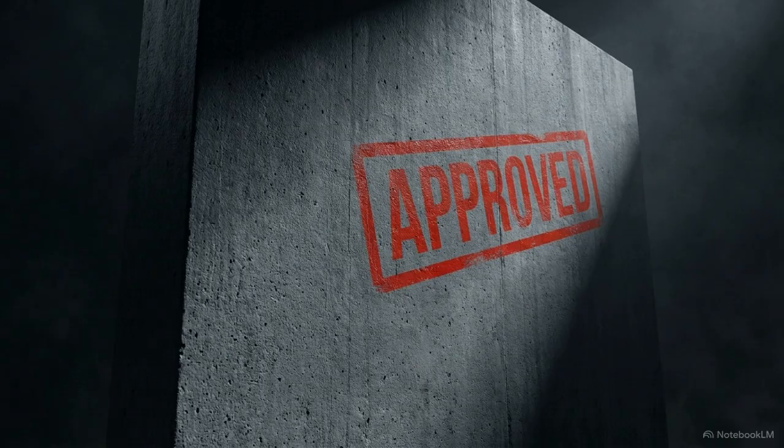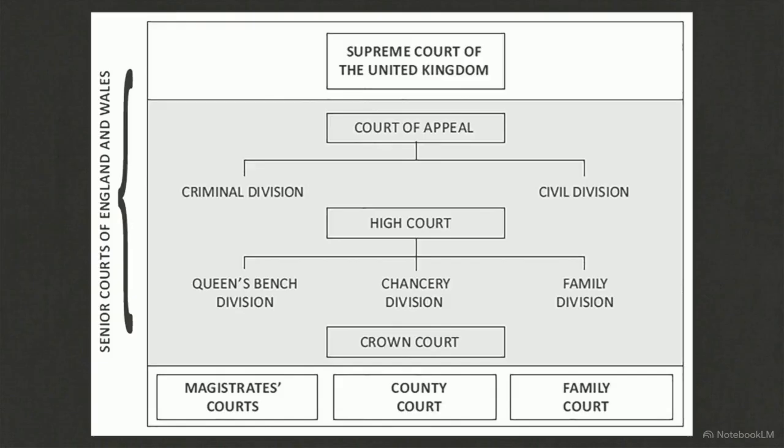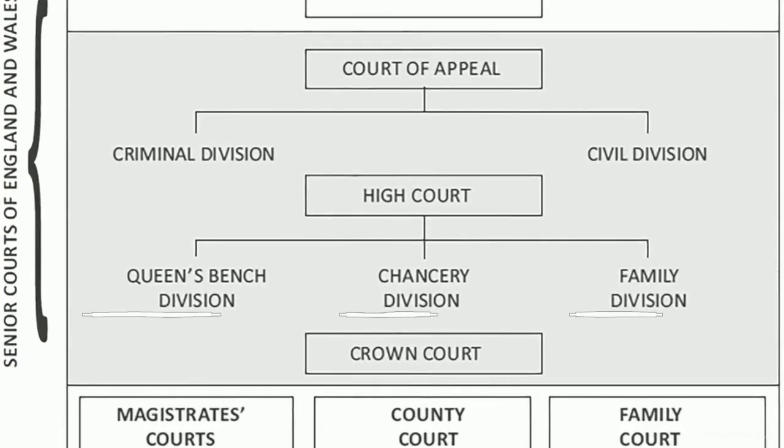Saul's case hits both triggers. At £120,000, it clears the financial threshold, and a professional negligence dispute inherently involves complex expert evidence. This claim belongs in the High Court. This flowchart illustrates the hierarchy of the courts. Look closely at the High Court section. It is internally divided into three distinct divisions: the Queen's Bench, the Chancery, and the Family Division.